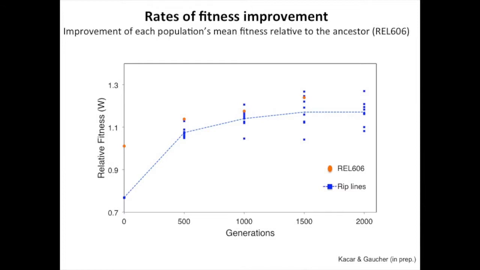Yeah. From this right here, from generation 0. Yeah, you can do that. Yeah. So there's a lot of ways to measure relative fitness, and that's one of the ways that you can present it. We present it as relative to wild type, though. Okay.